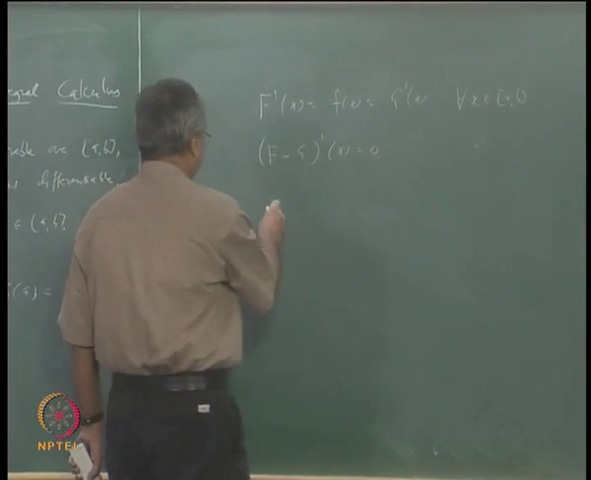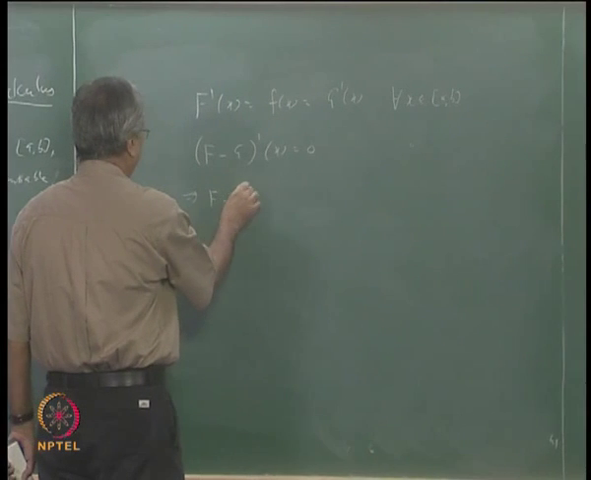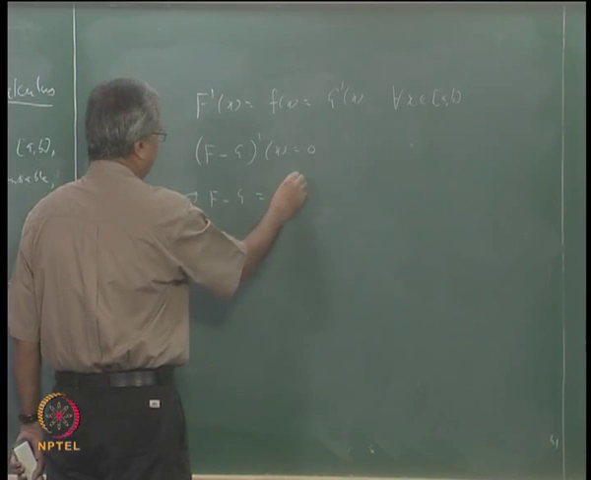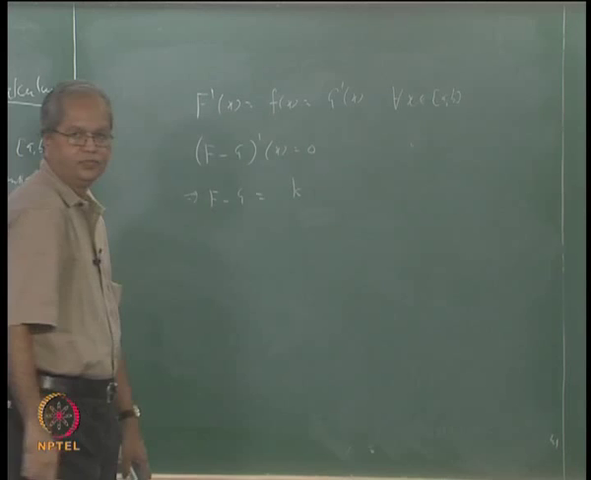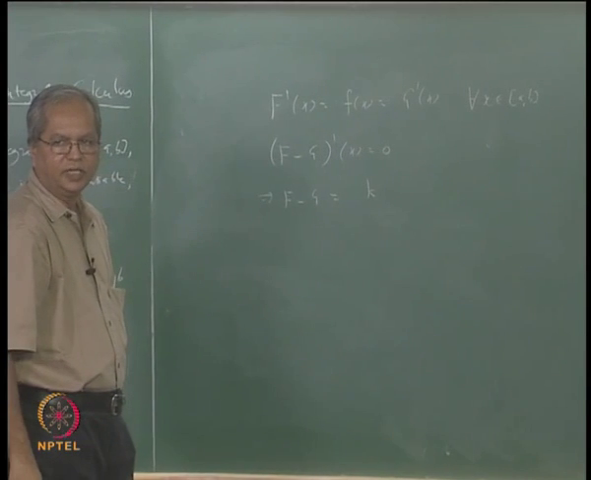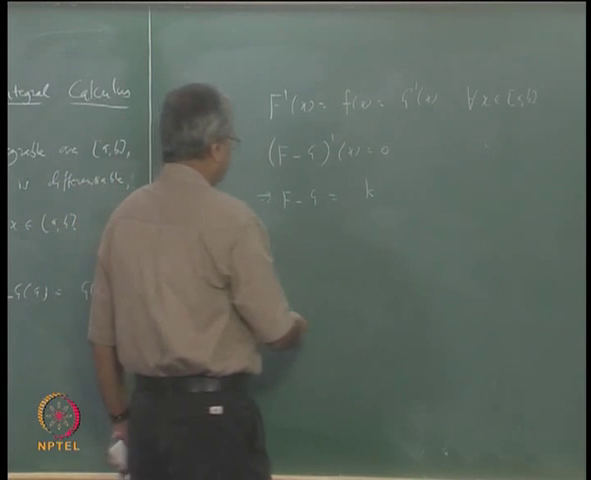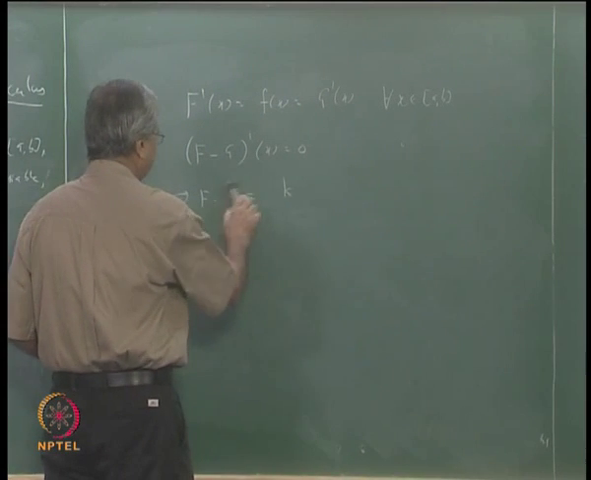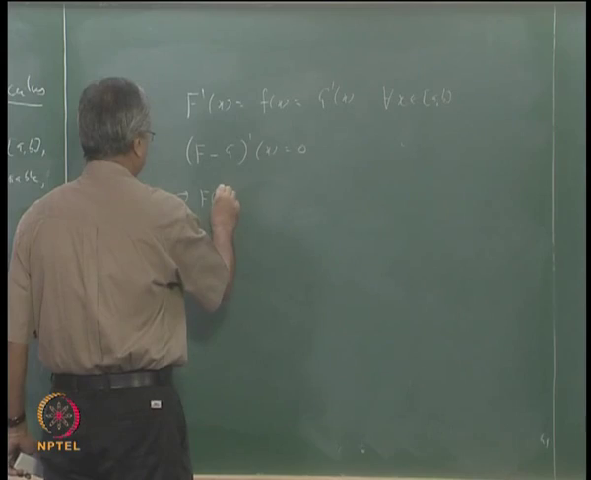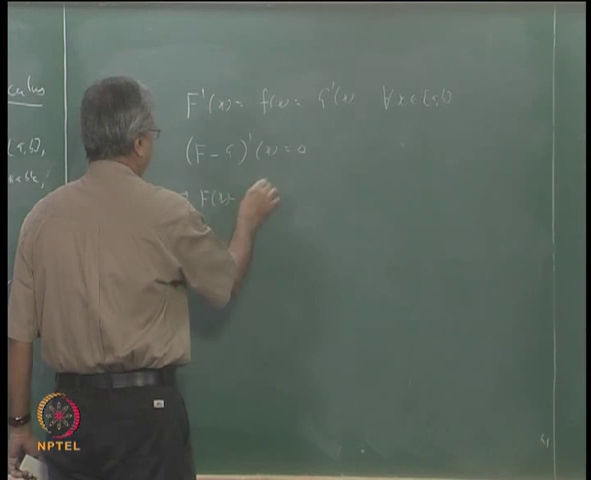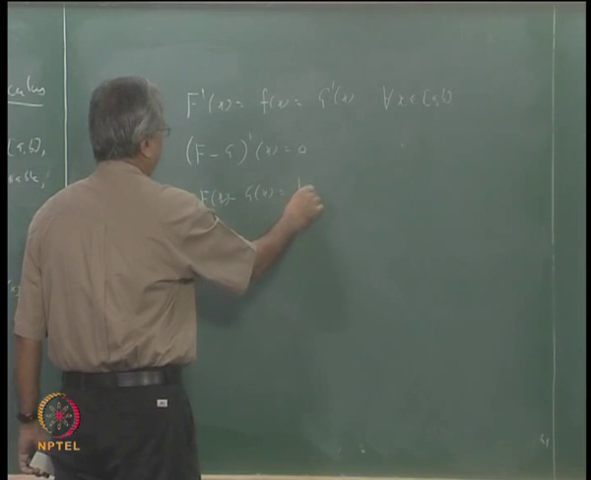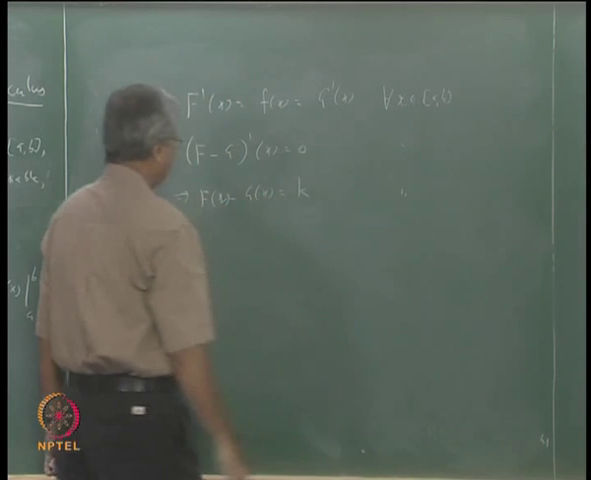That means this will imply that F minus G is equal to some constant, suppose I call that constant k. Or this is the same as saying that F at x minus G at x is equal to k for all x in [a,b].